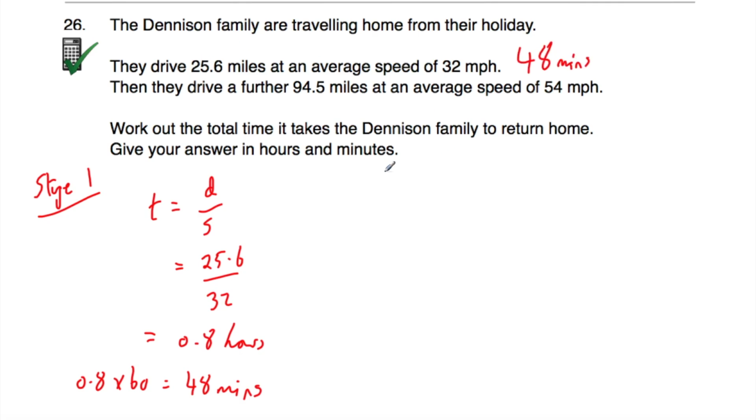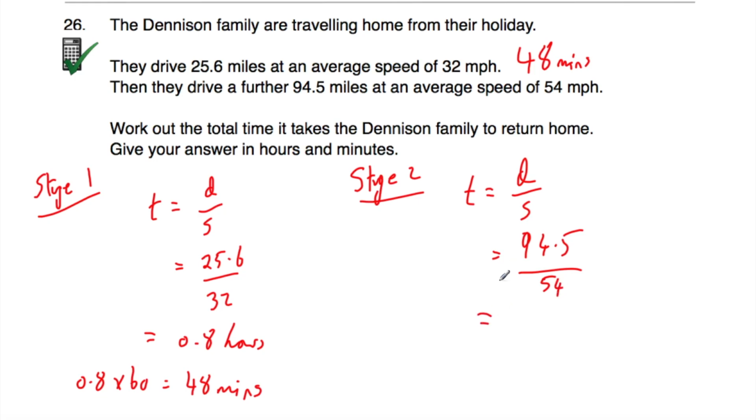Okay, now the second stage of the journey, stage 2. So stage 2, they drive another 94.5 miles at a speed of 54 miles per hour. So again, the time would be equal to the distance divided by the speed. The distance is 94.5 miles and the speed is 54 miles per hour. And if we do 94.5 divided by 54, that's equal to 1.75 hours. And actually, we know this one off by heart. It's 1 hour because it's 1 point, and then we've got 75, which is 3/4 of an hour, which is 45 minutes. So that means the second stage journey would take 1 hour, 45 minutes.